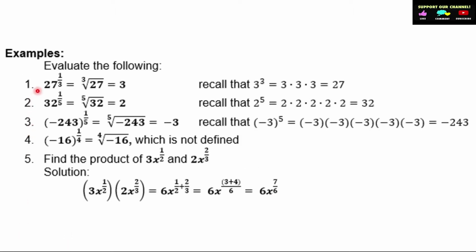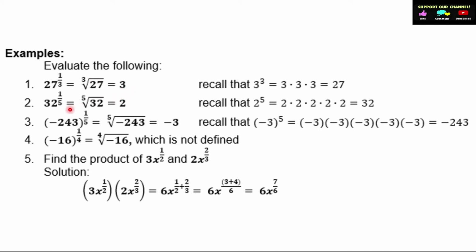Okay, example. Let us try to evaluate this one. 27 to the power of 1/3 is just equal to, the denominator of the fractional exponent, you put it here. So, it becomes the cube root of 27. The answer is equal to 3. Sir, how did you get 3? Look for a number that you multiply three times, why three, because it is a cube, that gives 27. So 3 cubed is equal to 3 times 3 times 3 is equal to 27. Therefore, the cube root of 27 is equal to 3.